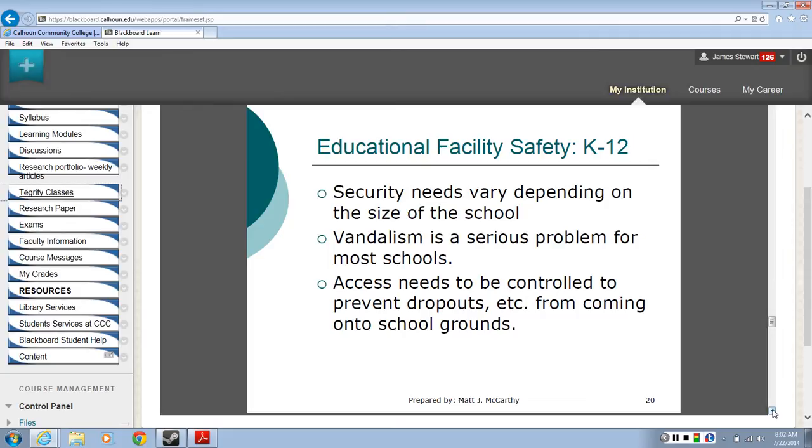One of the things that you need to do in all cases is control access, so that you don't let just anybody walk into the school. And if they do come in, you want to make sure that they're not armed. Many schools make everybody go through a metal detector or get patted down before they come into the school.